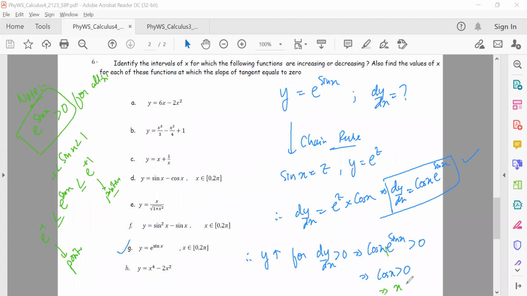So that's again x belongs to 0 to pi by 2 union with 3 pi by 2 to 2 pi. Oh, sorry. This should be in open bracket 3 pi by 2, and 2 pi should come with the close bracket. Okay. And similarly, for y to be decreasing with respect to x, cos x should become negative. So that is between pi by 2 and 3 pi by 2.